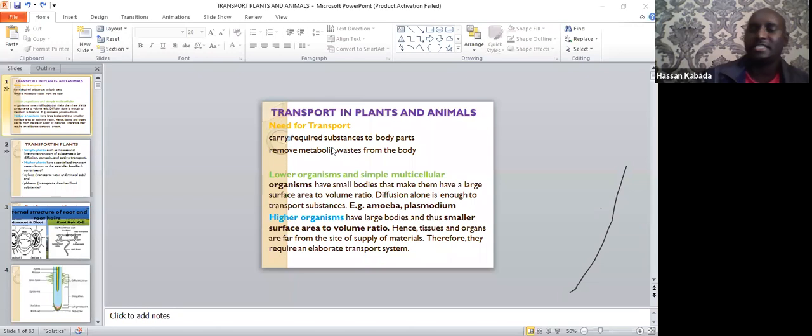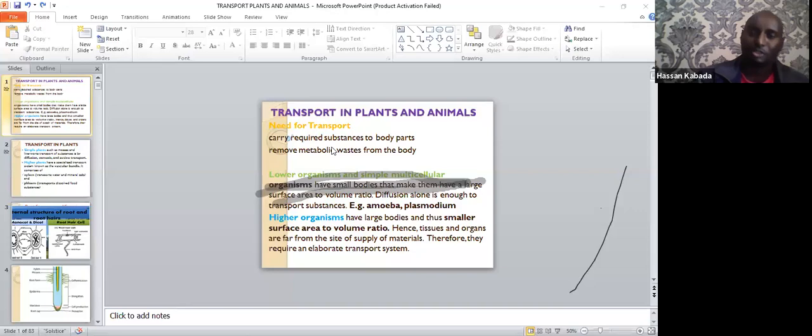In multicellular organisms, like the higher plants and all that, materials can move from one cell to another. So those materials which we are going to mention will move from one cell to another cell. That's also transport. Movement of material from one part of an organism, which is now from a cell to another cell, that's also transport. So that is very, very important.